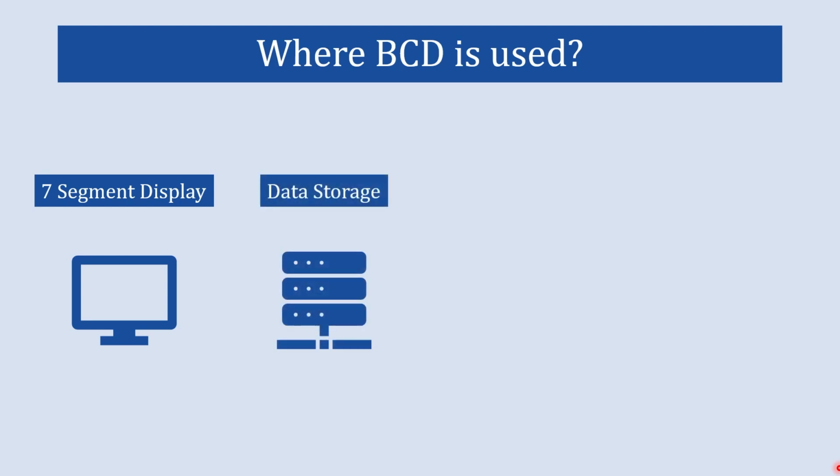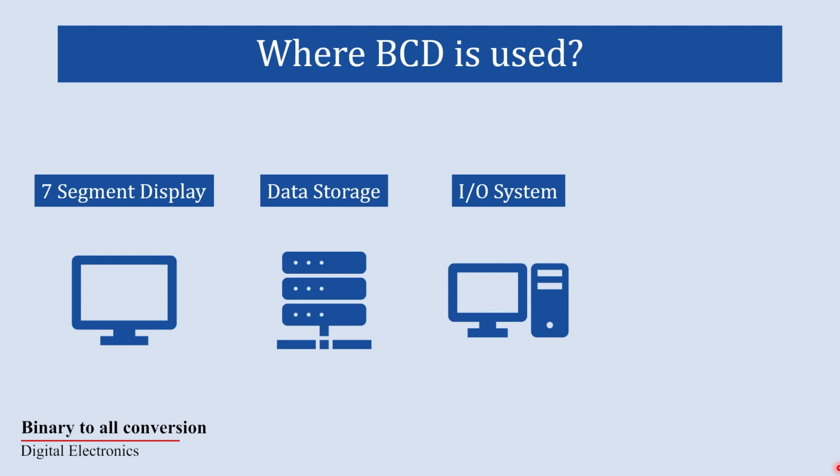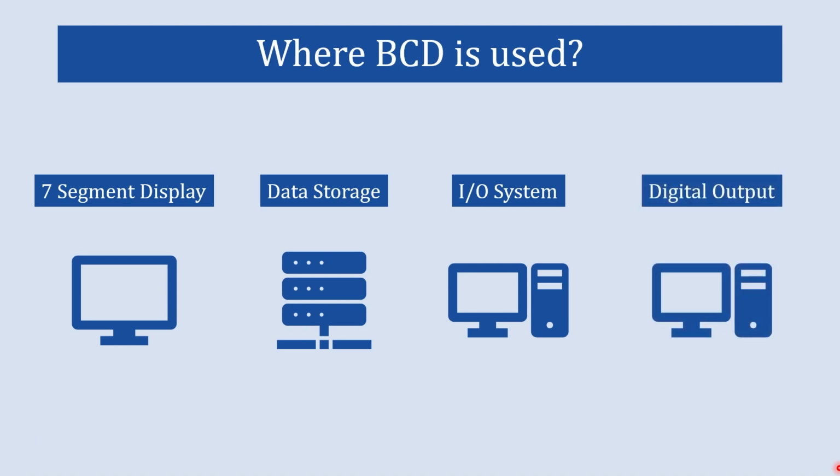Another application of BCD code is data storage, where decimal values need to be stored in a form that's more human readable. BCD code is even employed in some input and output systems where human readable decimal inputs need to be processed or displayed in a digital system without any loss of precision. And BCD code is even used to represent the digital output corresponding to an analog input. So these are some specific uses of BCD code in actual systems.